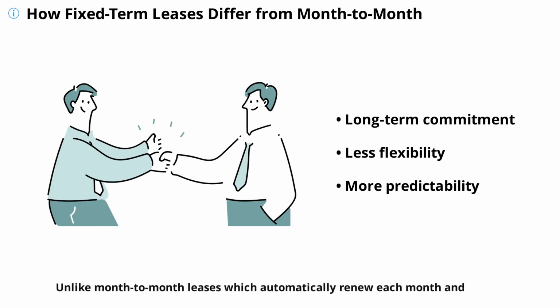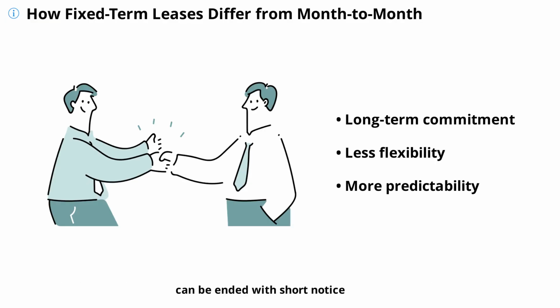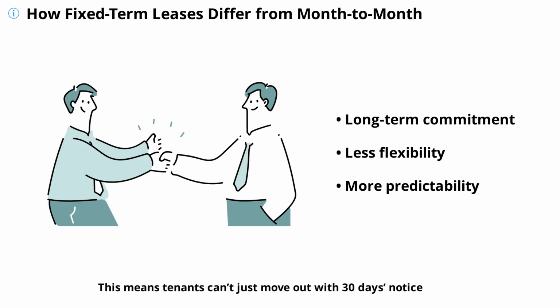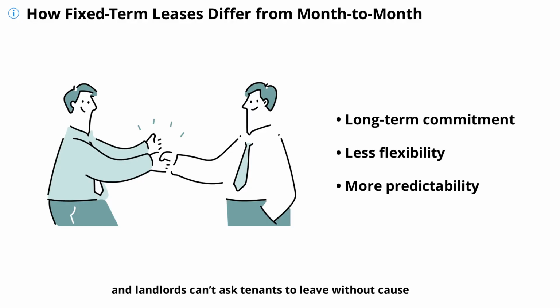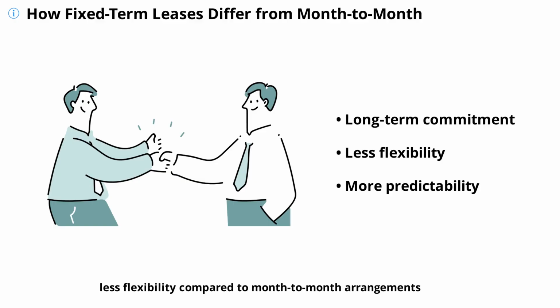Unlike month-to-month leases, which automatically renew each month and can be ended with short notice, fixed-term leases lock both parties into the agreement for the entire term. This means tenants can't just move out with 30 days notice, and landlords can't ask tenants to leave without cause. This structure offers more predictability, but less flexibility compared to month-to-month arrangements.